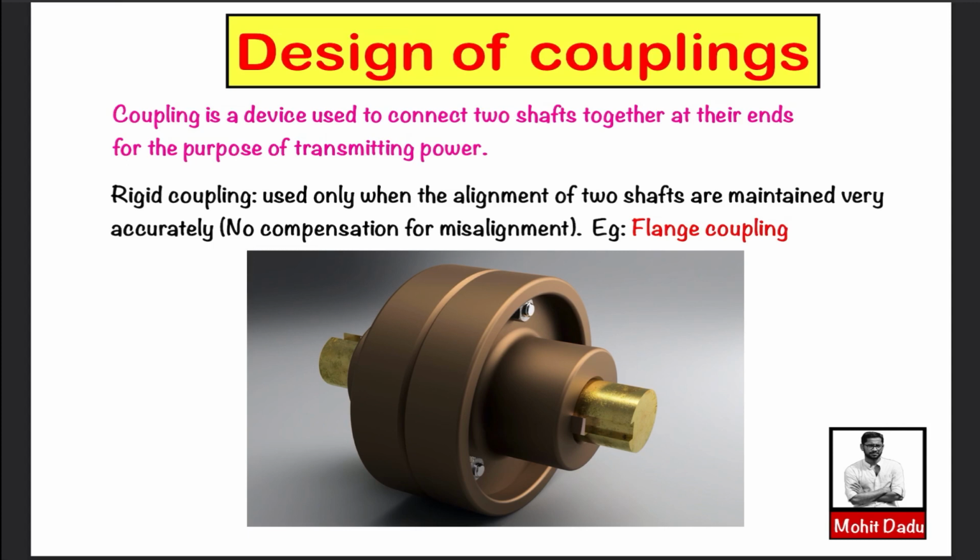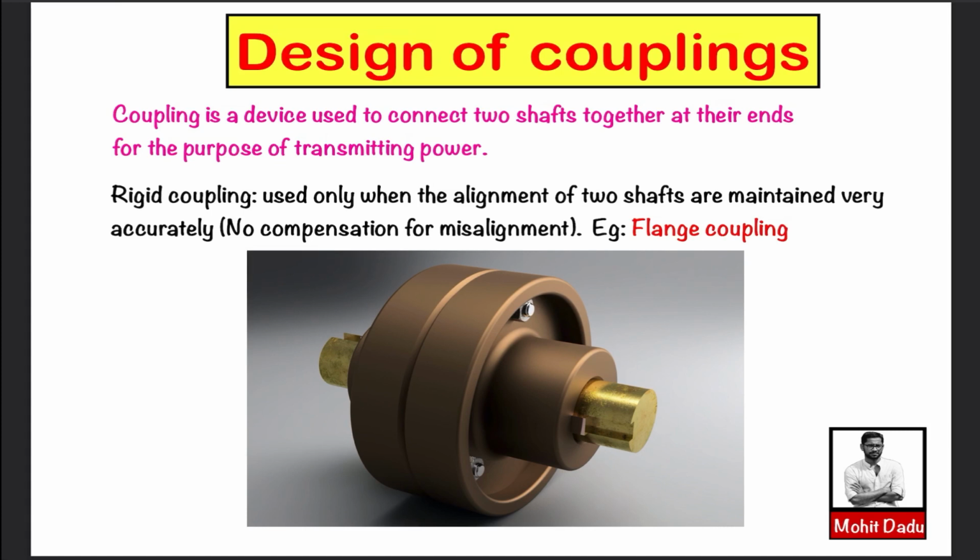Rigid couplings do not allow any misalignment between the shafts. So if the shafts available are perfectly aligned, or have very accurate alignment between them, that is, no compensation of misalignment is permitted, then this is known as a rigid coupling. An example of a rigid coupling is a flange coupling.